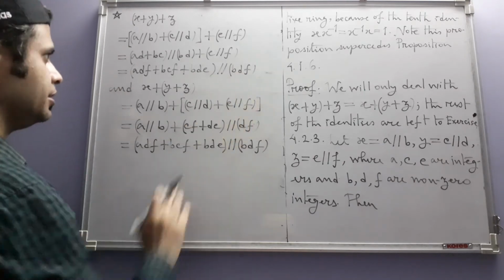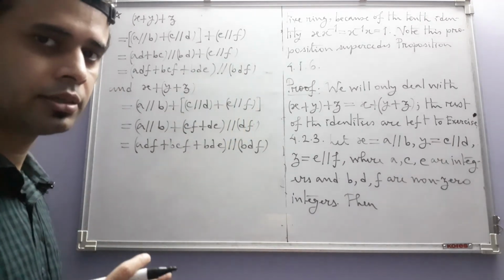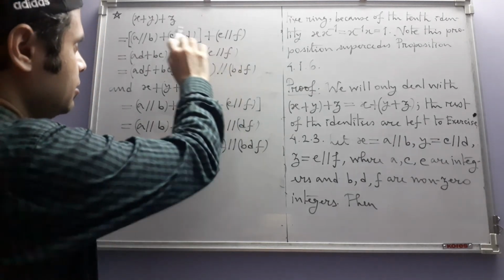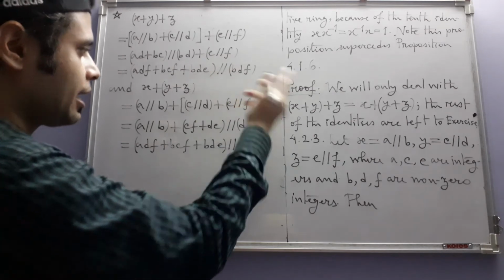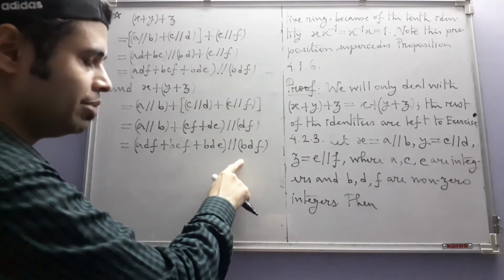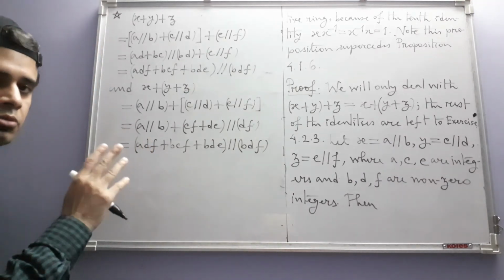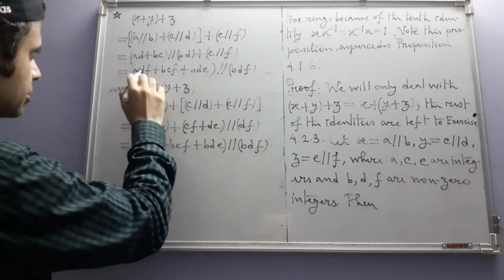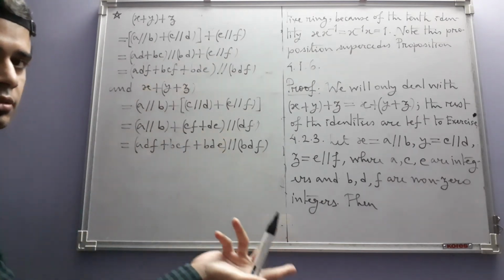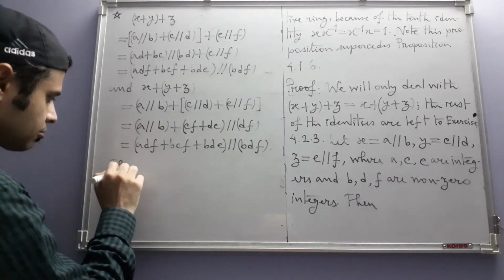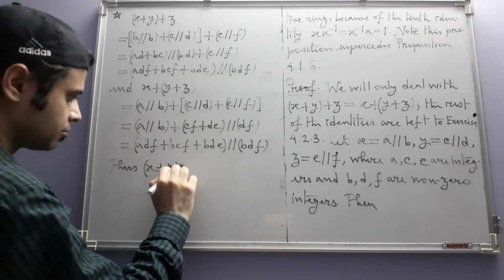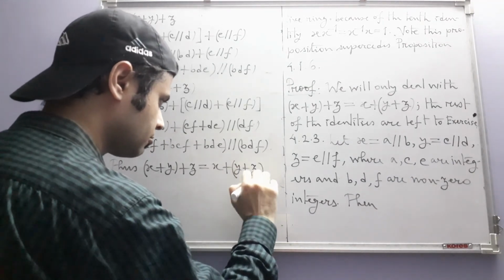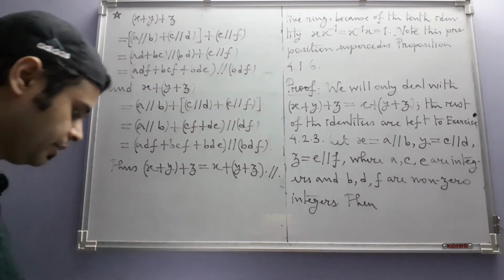Here also, while writing bdf, we are using the fact that multiplication of integers is associative, without which first of all such a product will not make sense, and the second thing is that while calculating this one, we will get bd times f, whereas while calculating this one, we will get b times df. So associativity of multiplication of integers allows these two things to be equal. Okay, now we match the two expressions: adf, adf, bcf, bcf and bde. So that's it. Thus, we end the proof here.